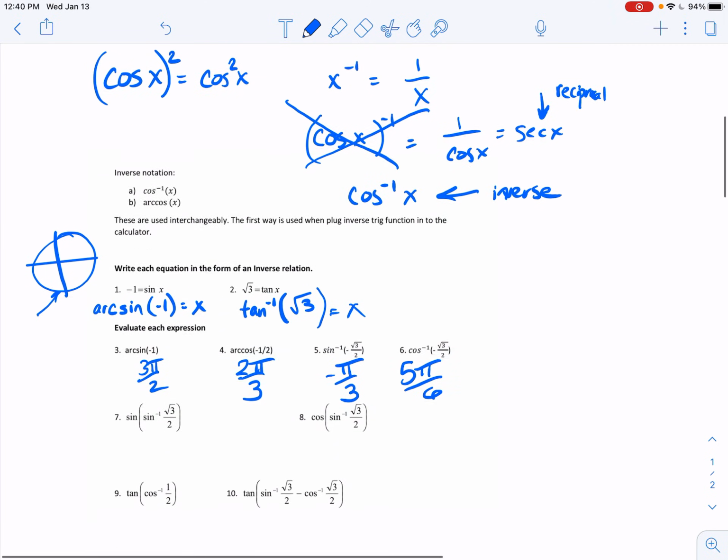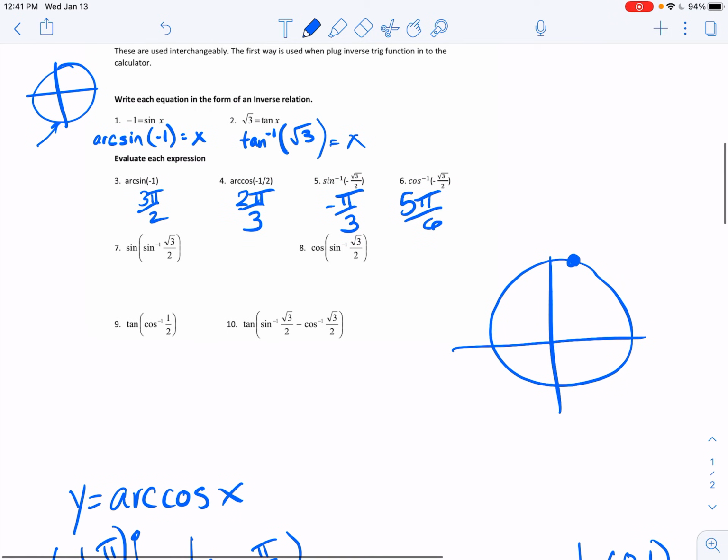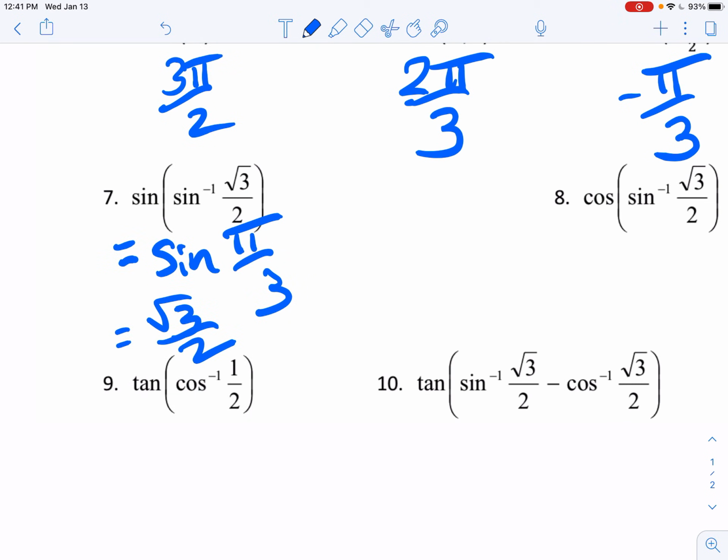Okay, and now her number 7 matches the same idea. No, not quite. Okay. On this one, so now we're saying, okay, sine of arcsine of root 3 over 2, what's the sine value of that? Well, let's think about that for a second. Root 3 over 2 is going to be here. That's when the y value is root 3 over 2. That's going to be sine of pi over 3. And what is sine of pi over 3? It is root 3 over 2. Okay, so yes, it does look like the sine and the inverse sine cancel each other out.